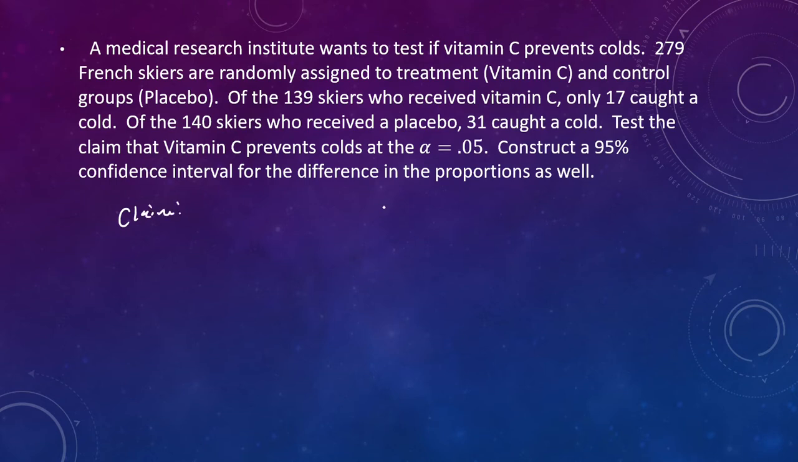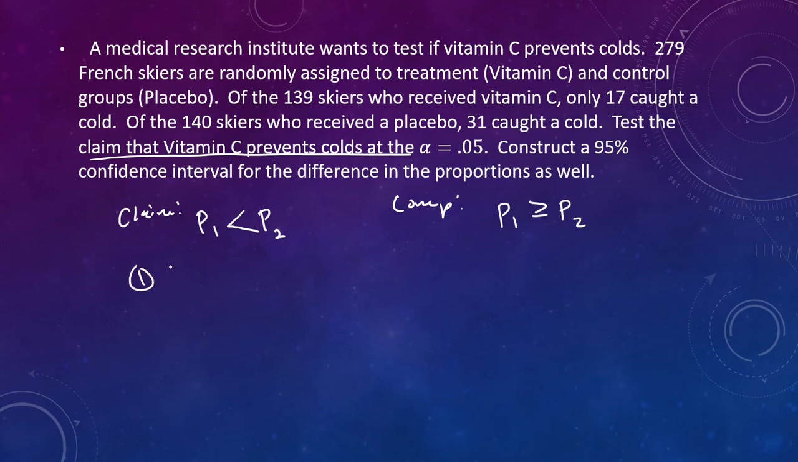The claim and the complement. We are testing the claim that vitamin C helps prevent colds. I'm testing the claim about proportions, so I'm going to put P1 and P2. We're saying vitamin C helps prevent colds, so I'm going to use the less than symbol. Those in group 1 will get sick less often than those in group 2 who do not take vitamin C. That is the claim. The complement is the opposite of the claim, so P1 is greater than or equal to P2.